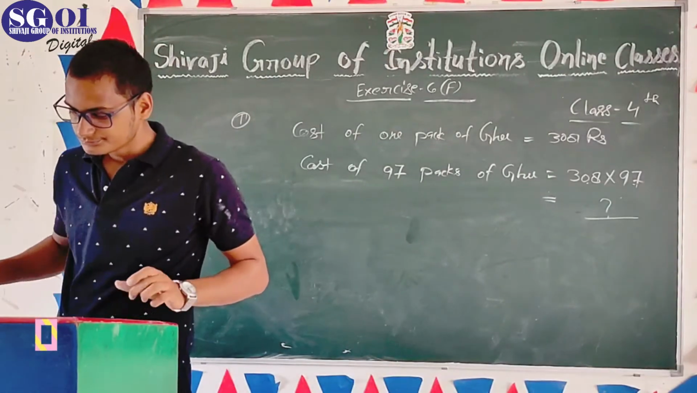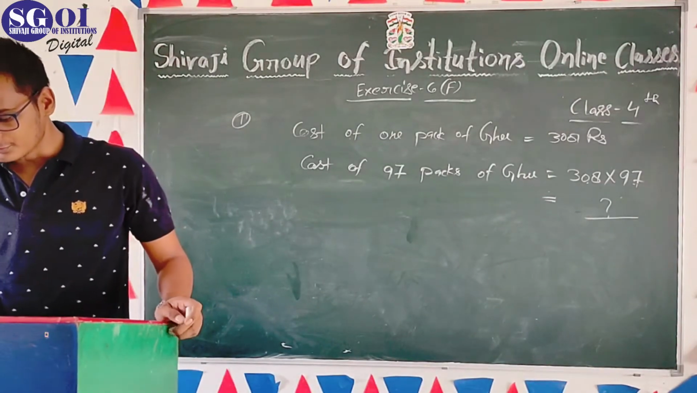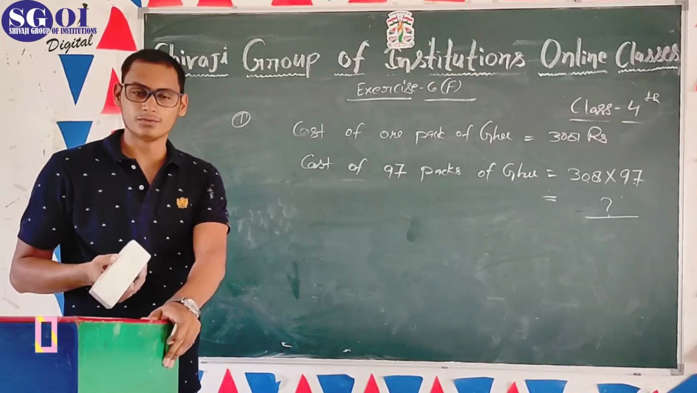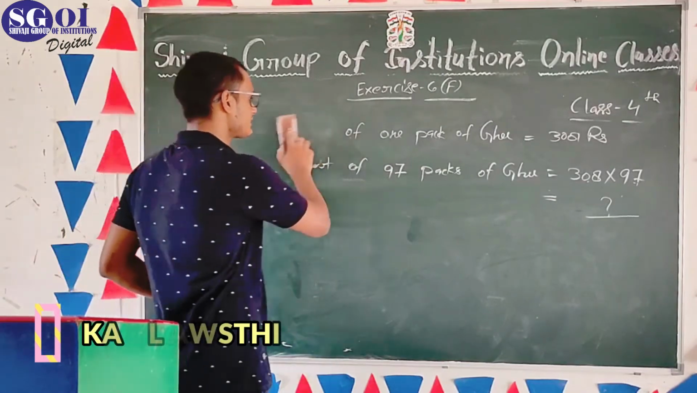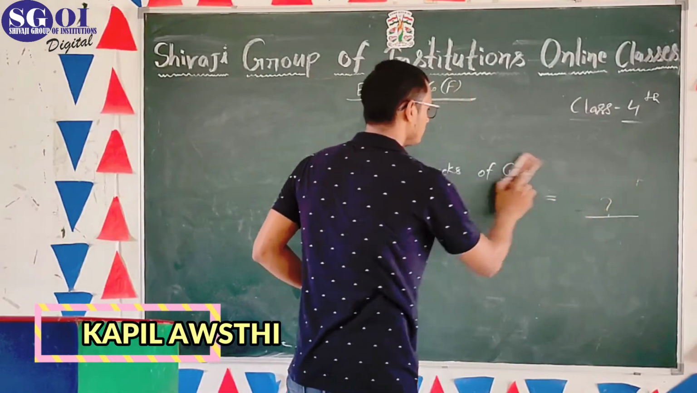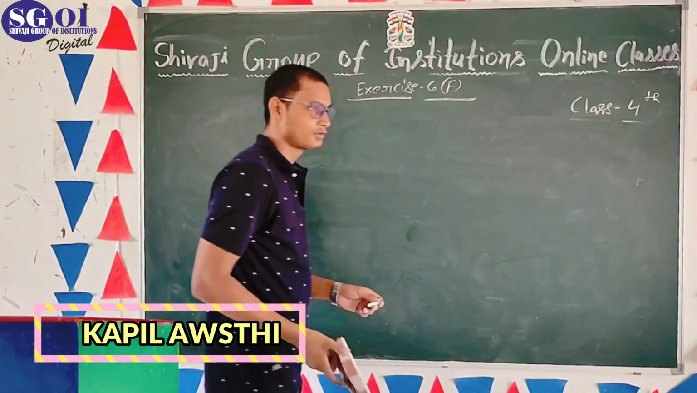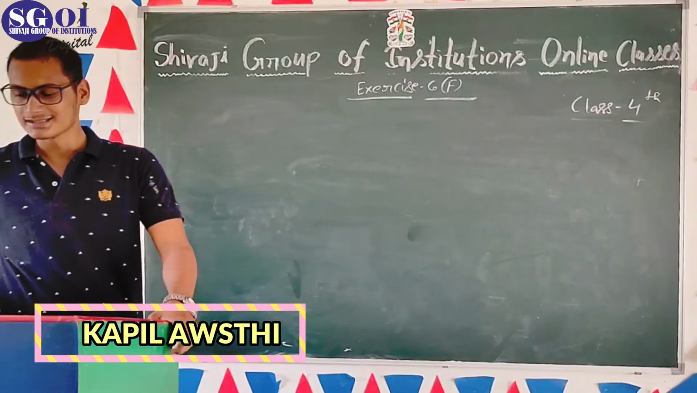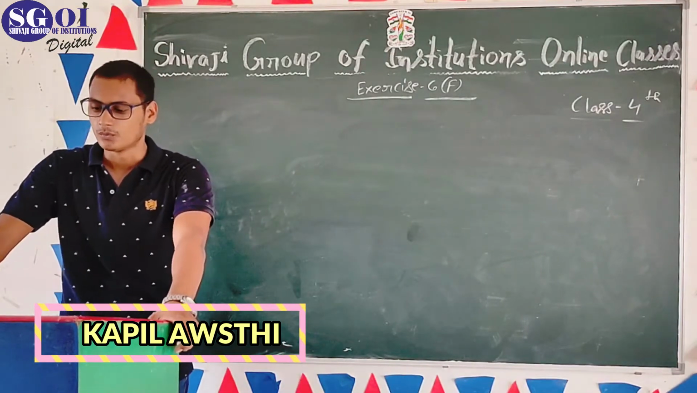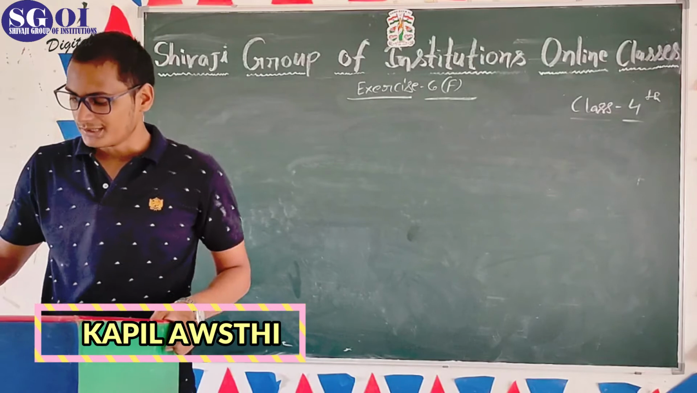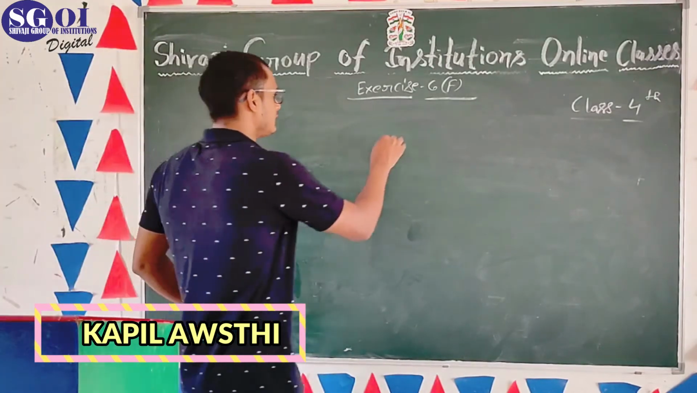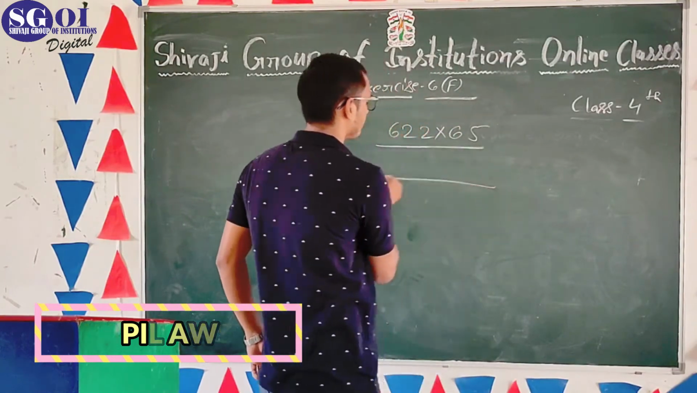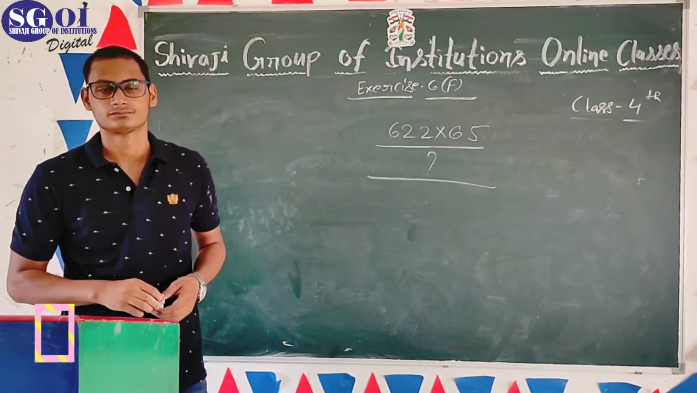Next, question number 2. There are 622 pages in a notebook. How many pages are there in 65 notebooks? Same question. Pages in one notebook is equal to 622. So pages in 65 such notebooks is equal to 622 multiplied by 65. Find the answer.